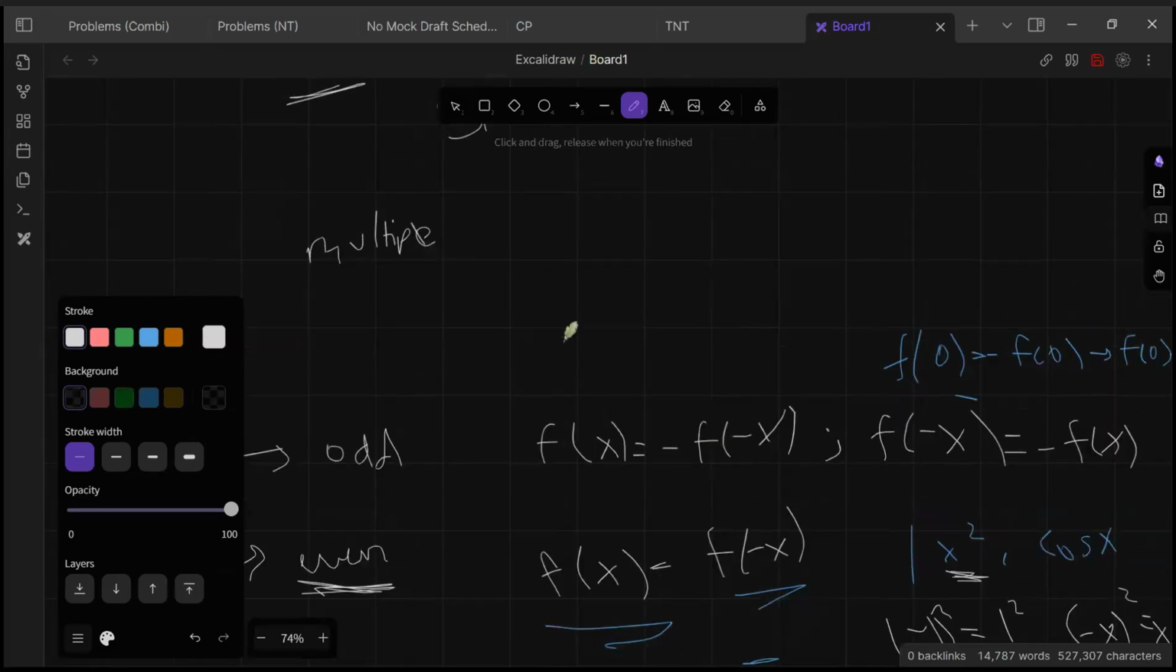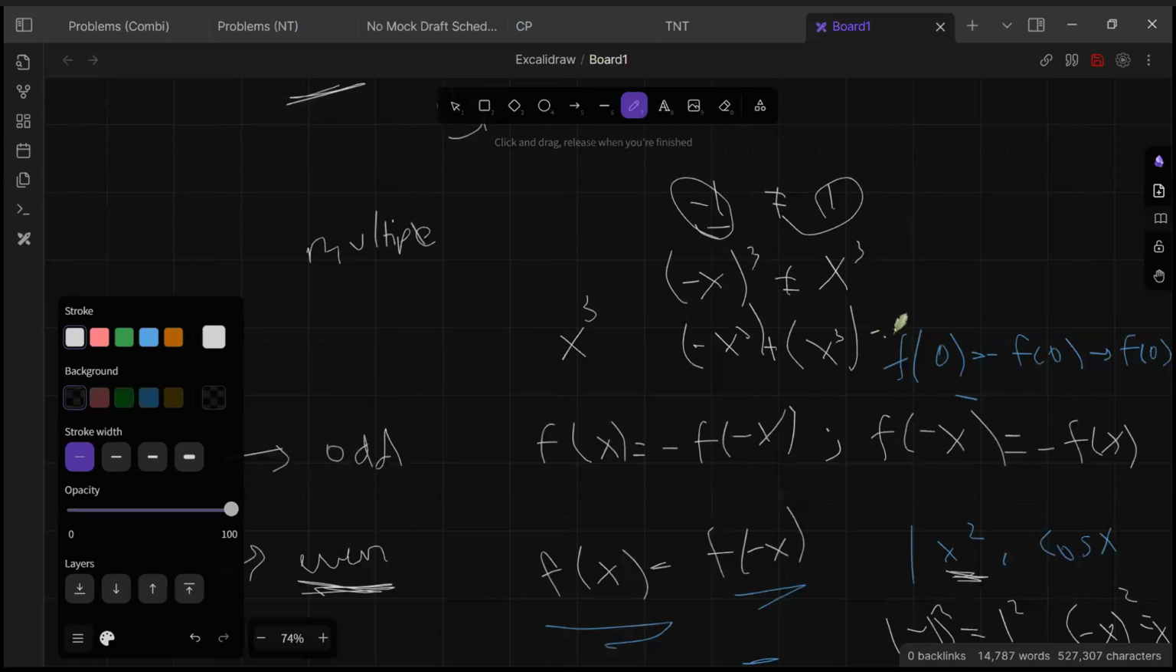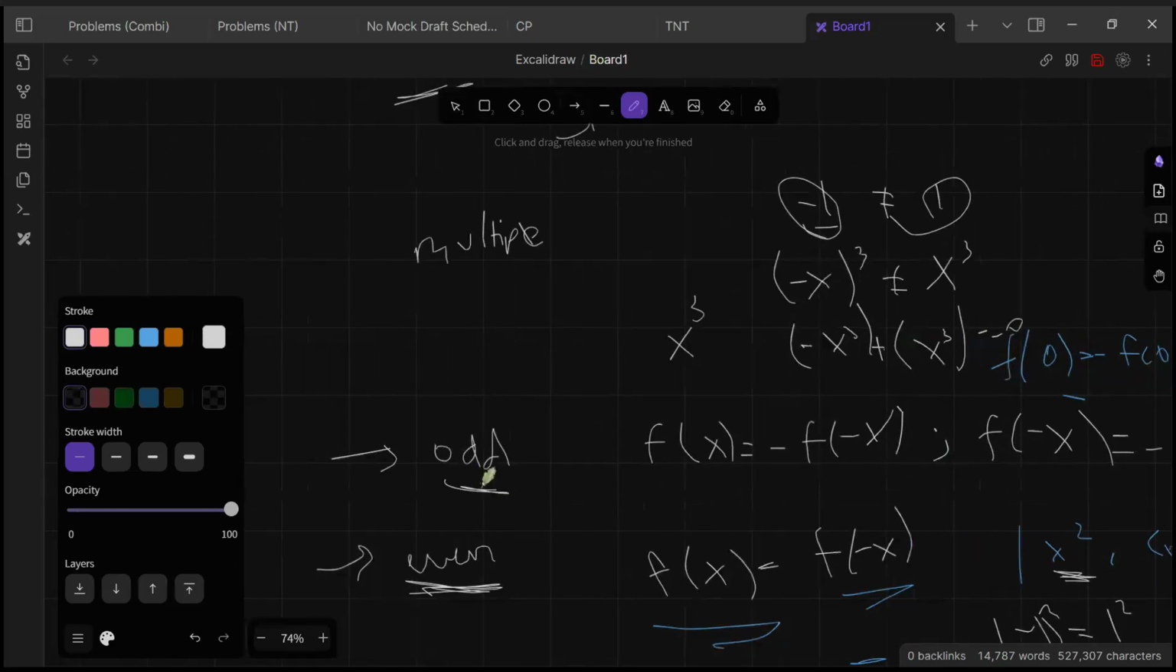But for a function like x cubed, we have minus x the whole cubed is not equal to x cubed, right? Because minus 1 the whole cubed is minus 1 and plus 1 the whole cubed is plus 1, and they're not equal. But they are negatives of each other. This is minus x cubed and this is x cubed. So they're minuses of each other, so they sum up to 0. And when they are minuses of each other, then the function is odd. So that's fine. f of 1 times x, yes. Is this correct? Yes. Perfect.